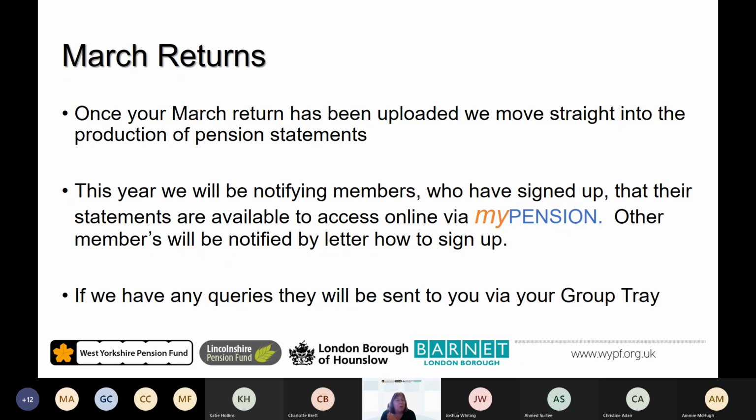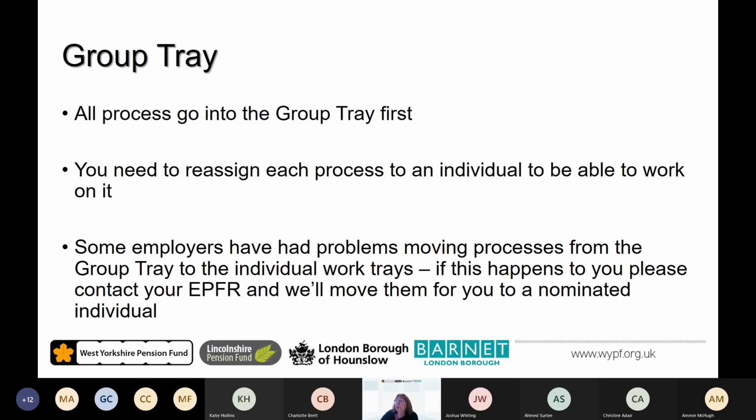So if we have any blocks and quarantines, firstly, they go straight into your organisation's group tray. So everything goes into the group tray first. You then need to go into the group tray and reassign the process to the individuals who are actually going to be working on it. Some employers last year had problems moving these processes from the group tray to their individual work tray. If this happens, you'll need to contact your employer pension fund representative and they will try and move them for you.